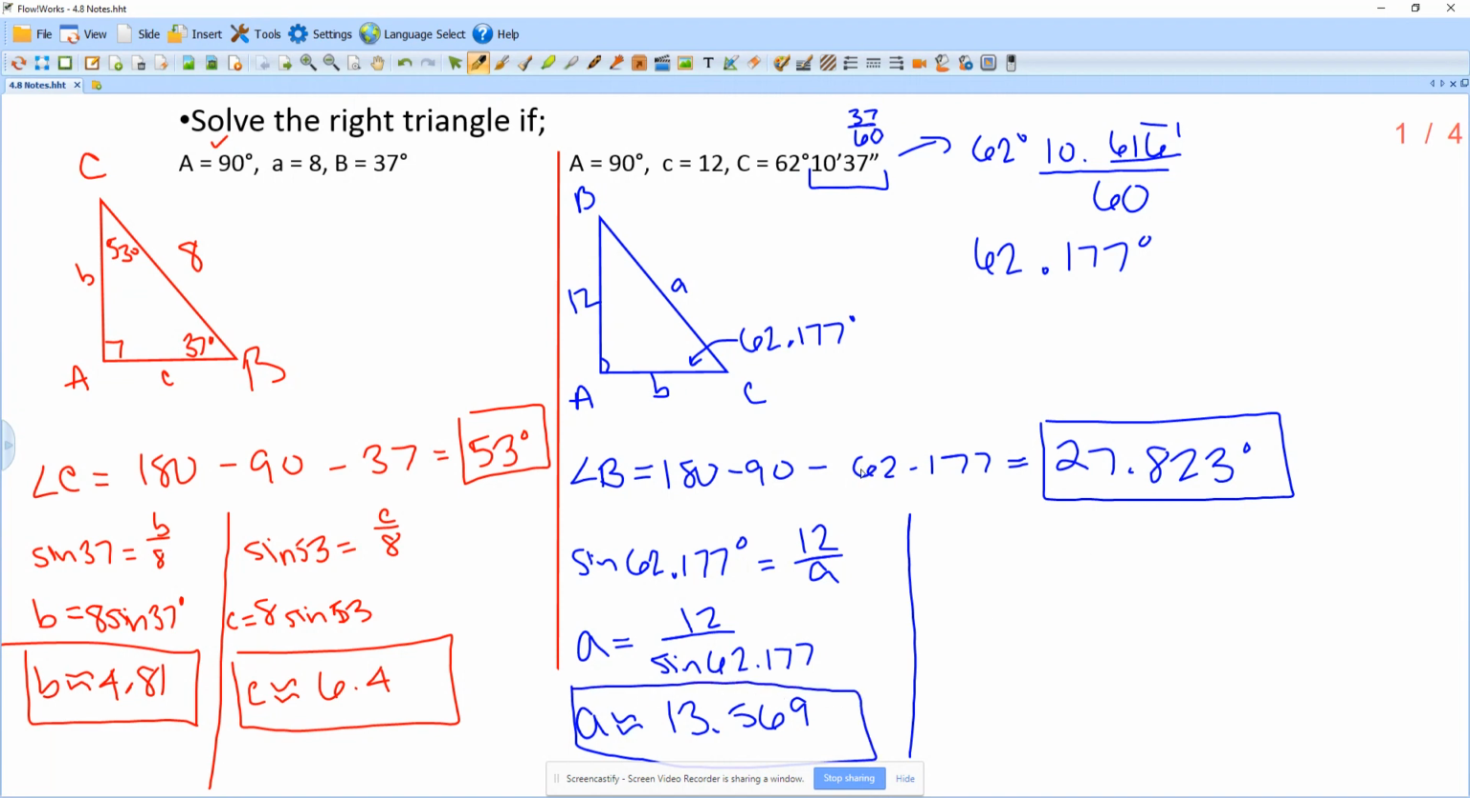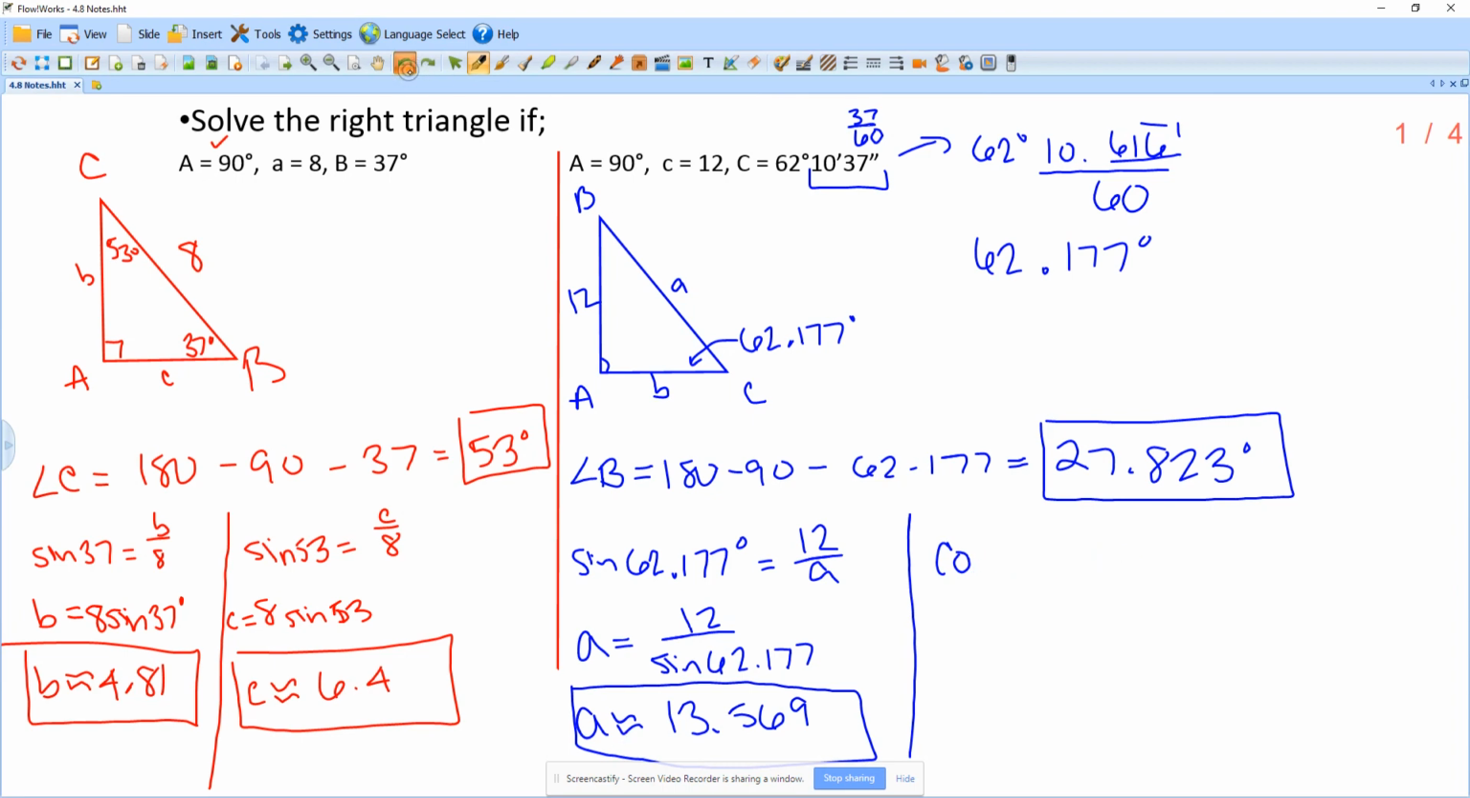On the other hand, if I want side B, I could do the cosine of this. So cosine 62.177 equals adjacent over hypotenuse. Now that, you might want to avoid. So I'm going to switch my mind here. The reason I'm going to try to avoid that is because that is going to use a rounded answer in order to get an answer. And we're already using one rounded answer. We're using a rounded angle. And then we're going to also use a rounded side. And that might be off by a little bit.